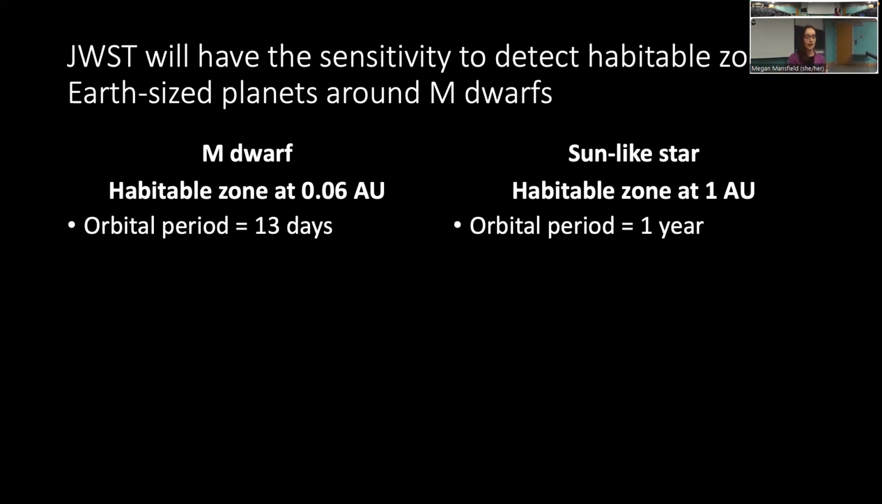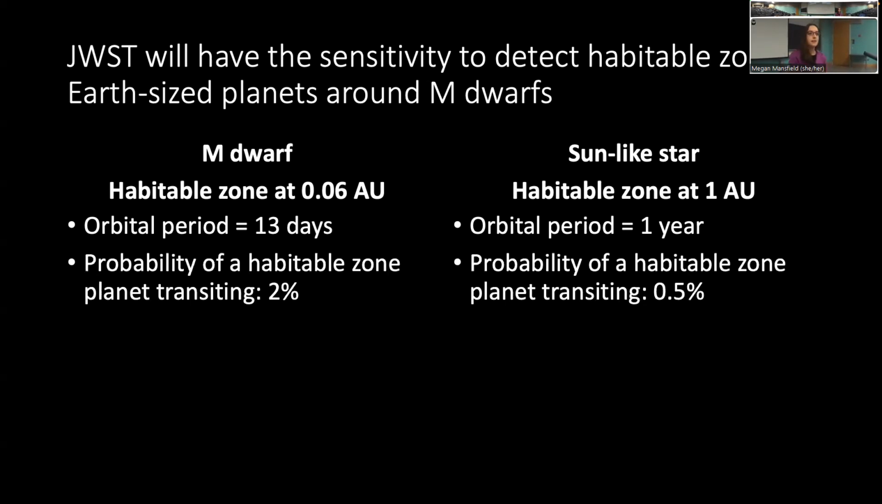So if we were trying to look at a habitable zone planet around the sun, the habitable zone is at about 1 AU. So the planet would have an orbital period of about a year. So if you're trying to observe it transiting multiple times, you'd have to wait a year every single time to observe a single transit. On the other hand, a typical M dwarf might have a habitable zone at about 0.06 AU, where the planet would have an orbital period of just around like 10 to 20 days. So in that case, you can observe several transits much more frequently to build up the signal to noise you need to actually look at the atmospheres of these planets.